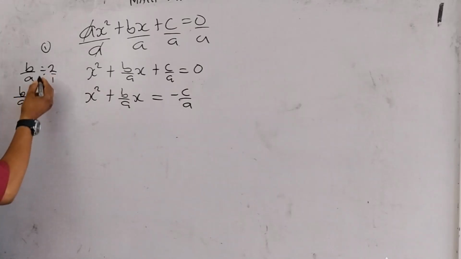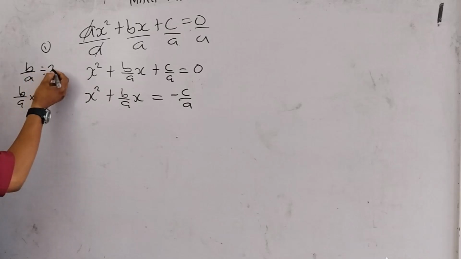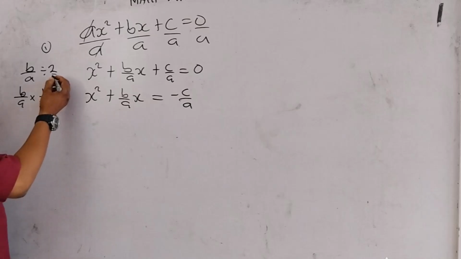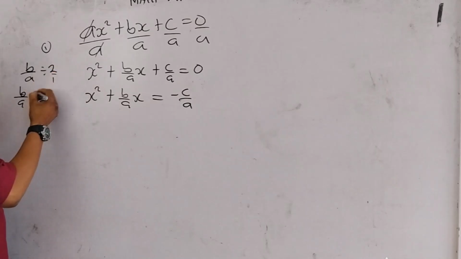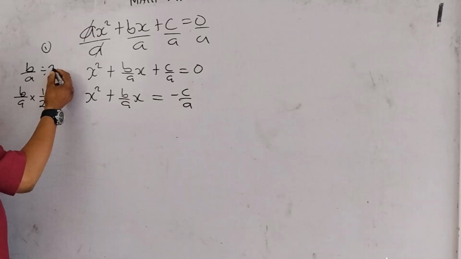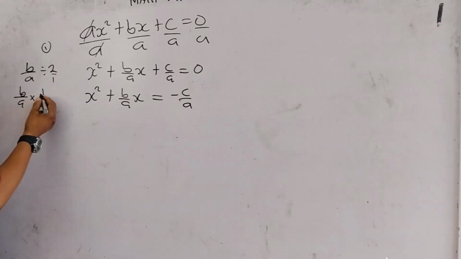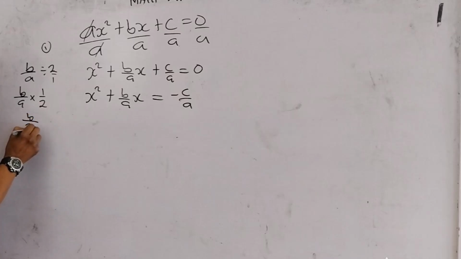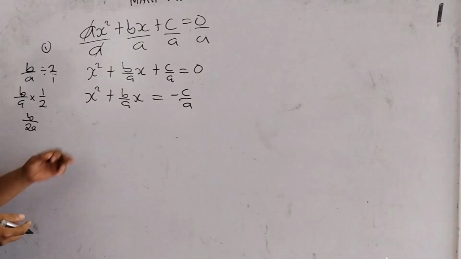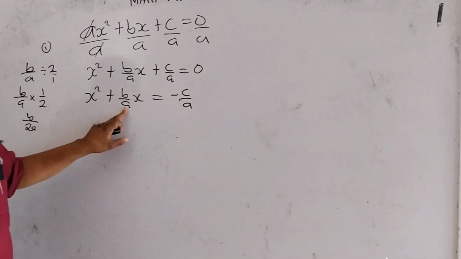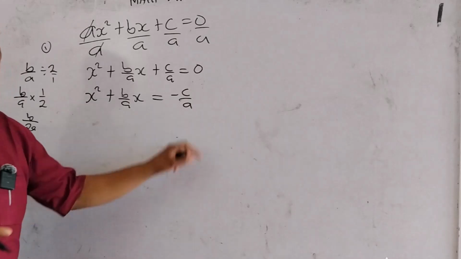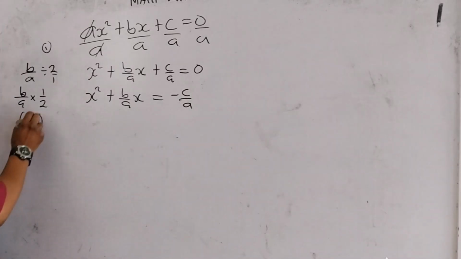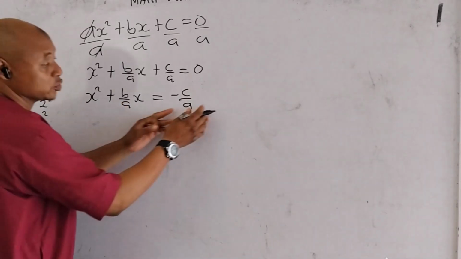This is the same thing as over 1. So if we change the division sign into multiplication, we take the reciprocal of this fraction. 1 will go up, 2 will come down. So I have b over a times 1 over 2. If you multiply this, I'm going to have b over 2a. So now half of b over a is b over 2a. They said take half the coefficient of x, square it, and add to both sides of the equation. So you're going to square this one, and add to this side and to this side of the equation.